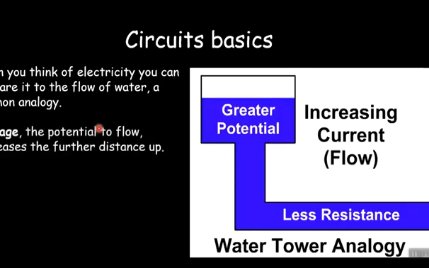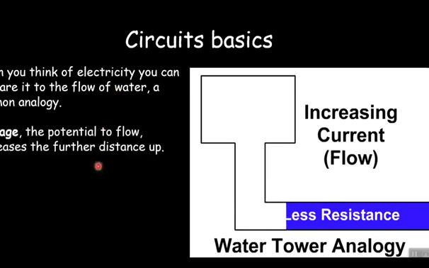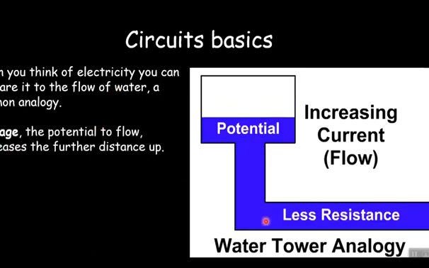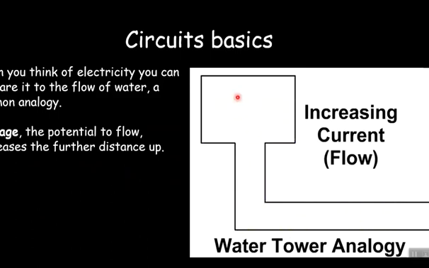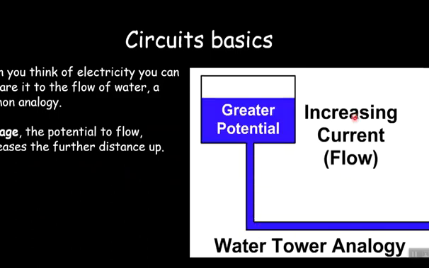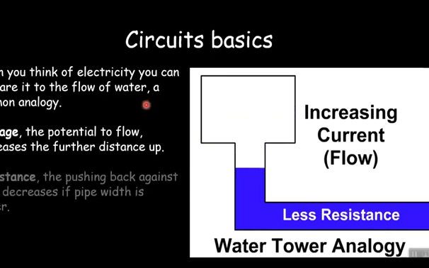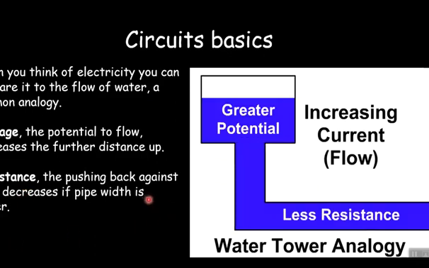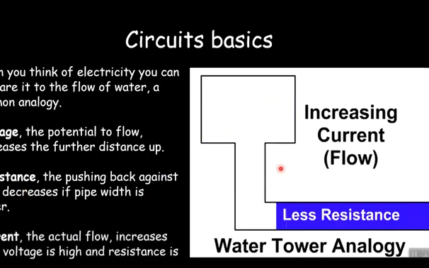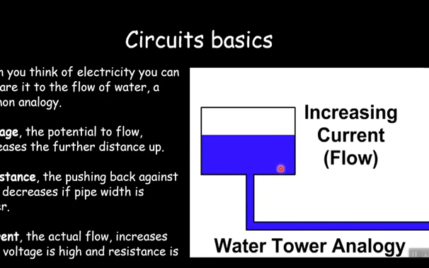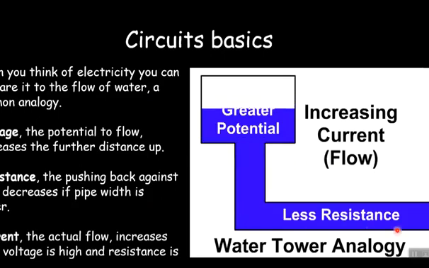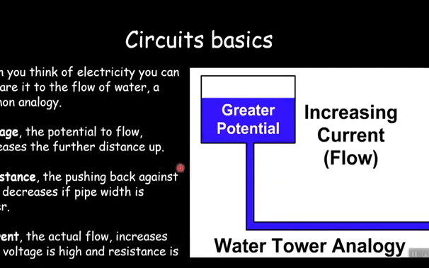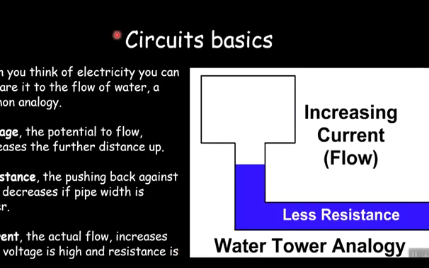So if we look at it, voltage, or the potential difference, is the potential to flow. It increases the further up it is. The higher this thing is up, the more force it has pushing the water down. Then resistance is the width of the pipe, how quickly the water can flow through, and the current is the actual water, and it increases when the voltage is high, a greater potential, and the resistance is low, a wider pipe. So we're going to look at each one of these three now individually: current, then voltage, then resistance.